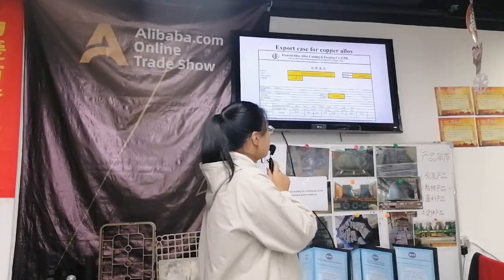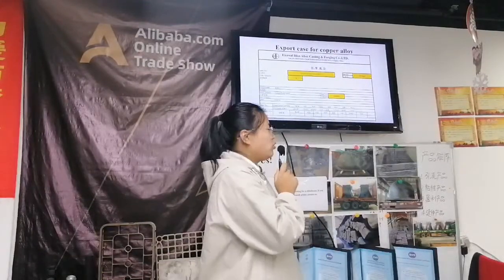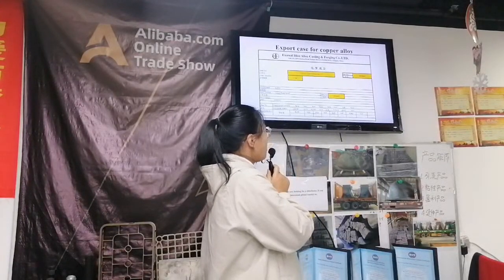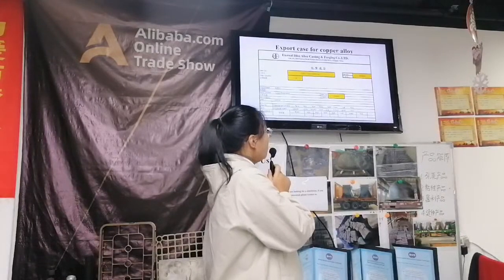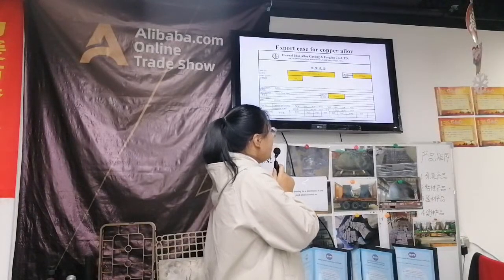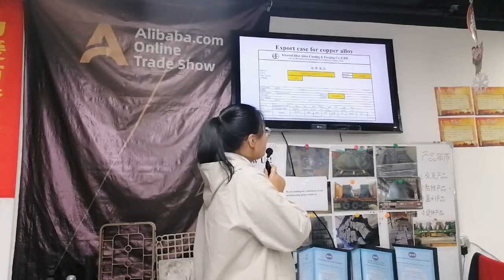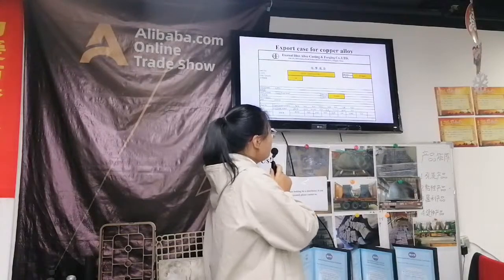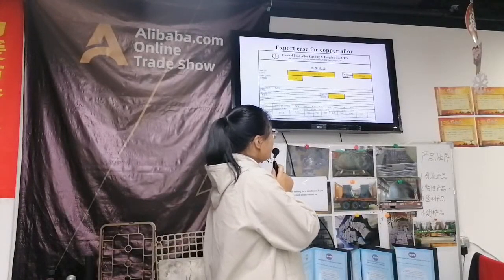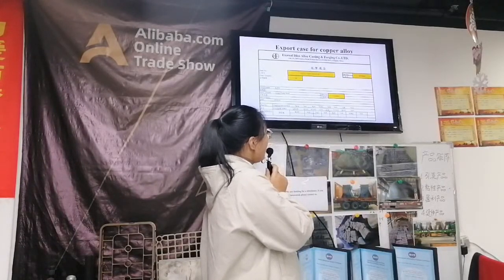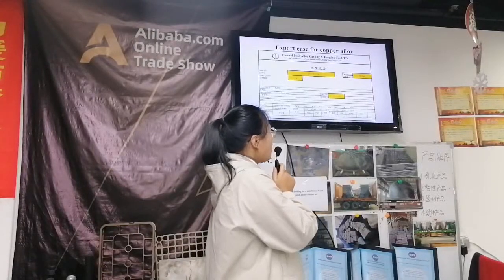For silicon, the range is less than 0.25%, and the actual value is 0.05. For aluminum, the range is 8.5 to 9.5%, and the actual value is 9.21. For magnesium, the range is less than 1.0%, and the actual value is 0.05.